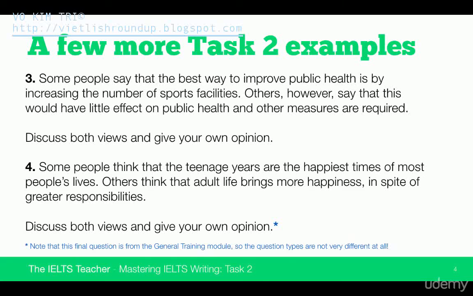So that's it, a little brief look at how writing task 2 is set up in the IELTS writing exam, and now we can get into a lecture on how writing task 2 is graded.